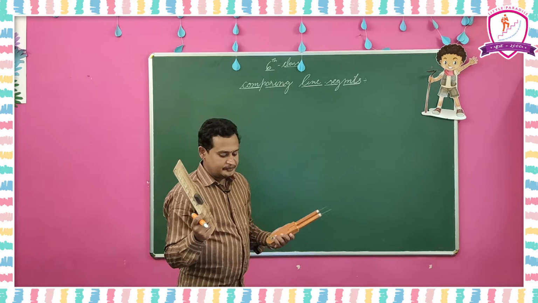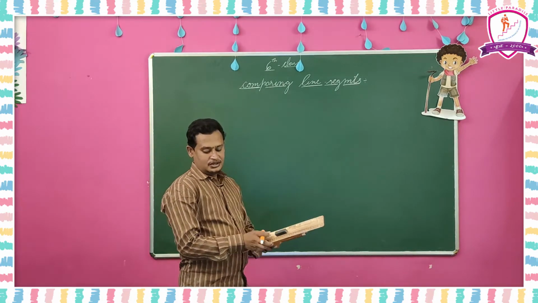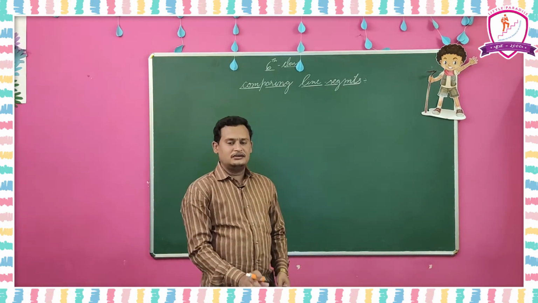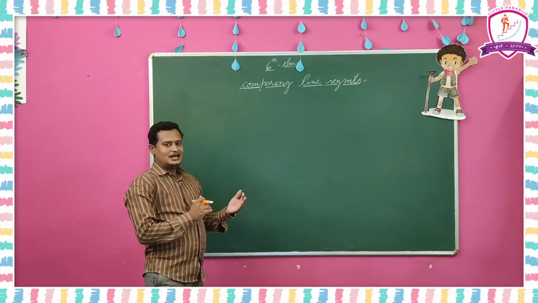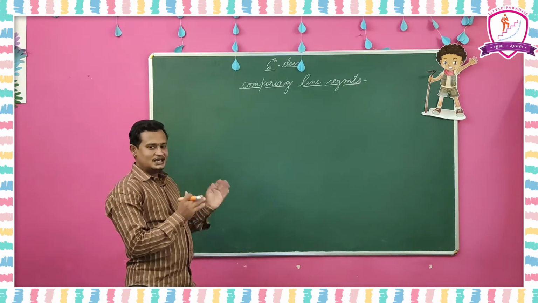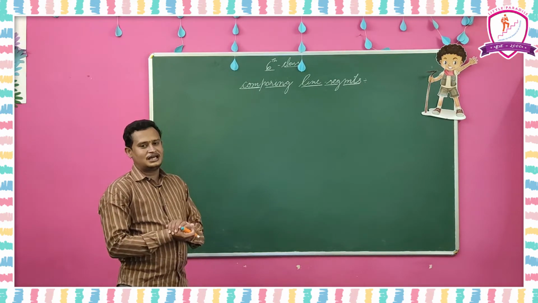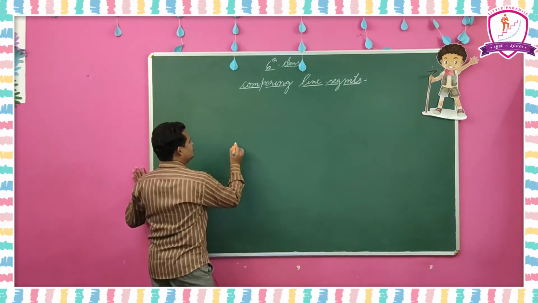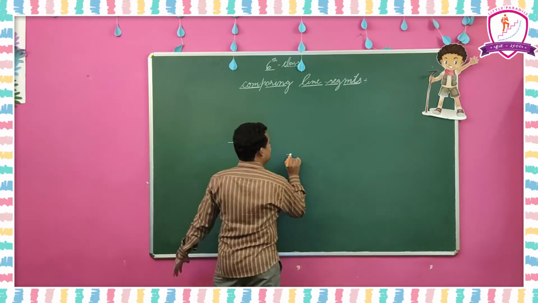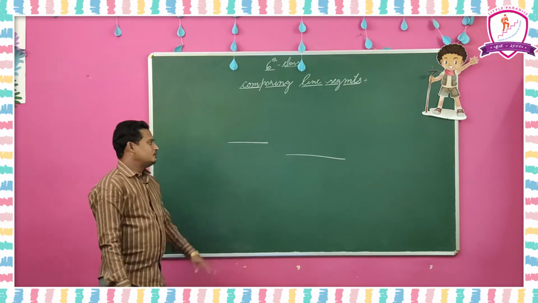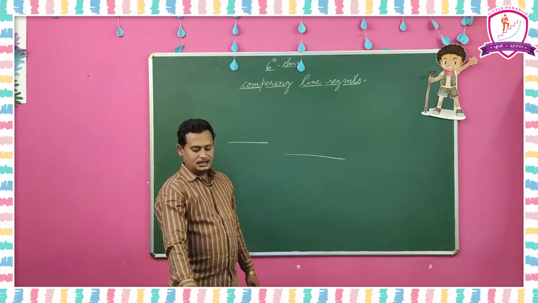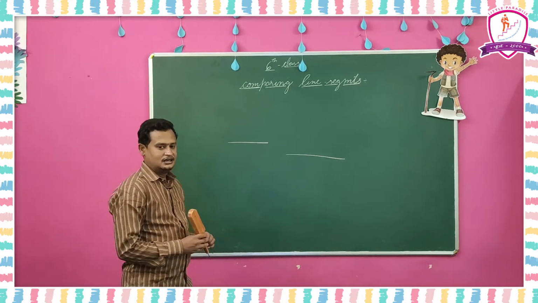Here this is the ruler and this will be the divider. How to compare? First, how to measure and how to compare. Without measuring also you can compare. Suppose I am going to draw two line segments here. We need not measure these; you can use the divider.